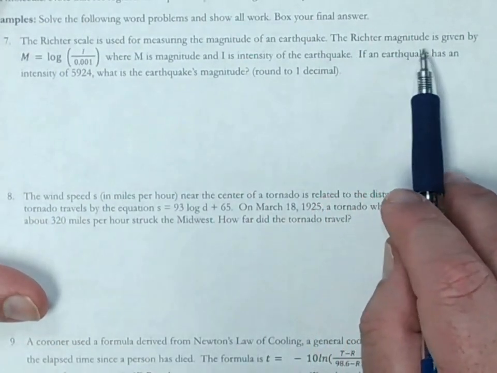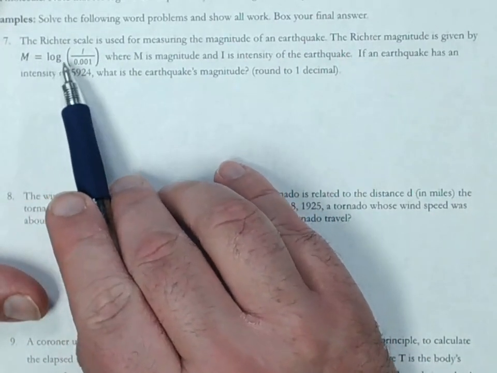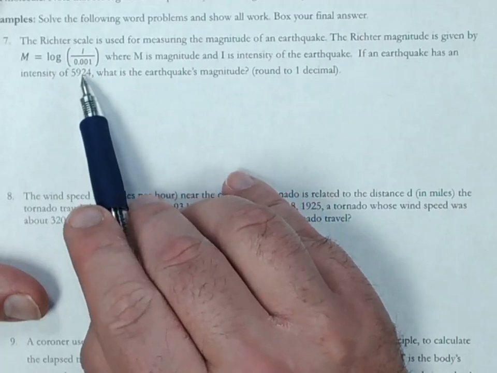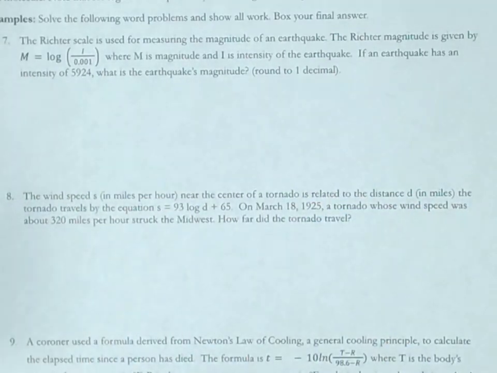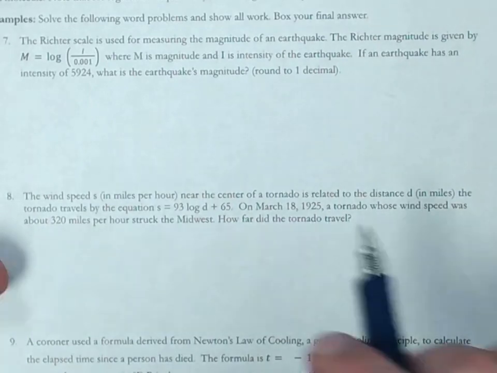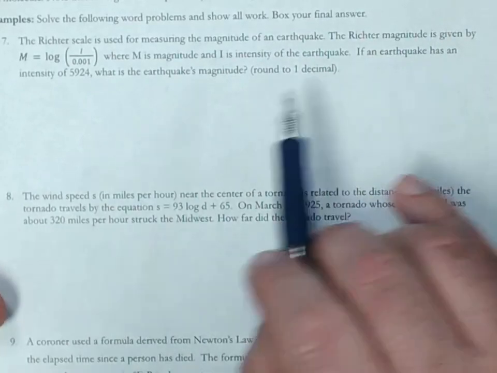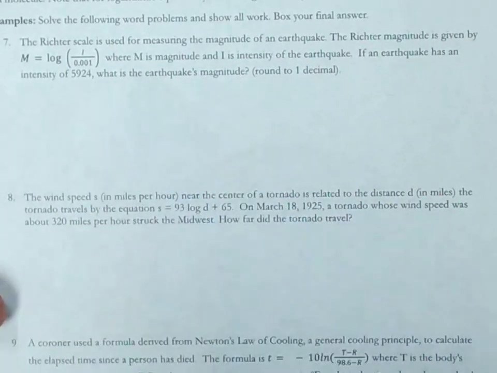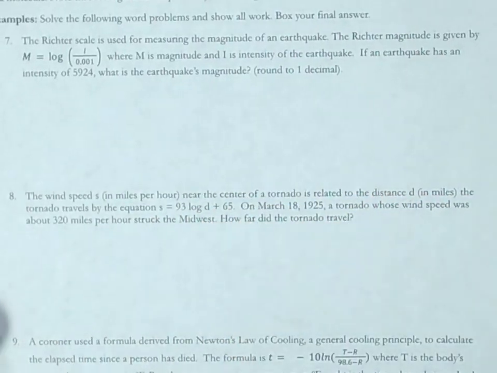So it turns out that the Richter magnitude can be found using this equation. M equals the log of I over 0.001, where M is magnitude and I is intensity. Please don't ask me how they figure out the intensity. I suspect they have some sort of device that they can use to measure the intensity, and then they use this equation to convert it to a magnitude. If an earthquake has an intensity of 5,924, what is the earthquake's magnitude? And we're going to round to 1 decimal.